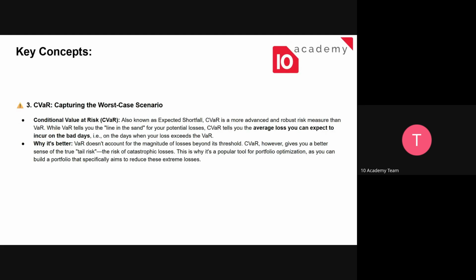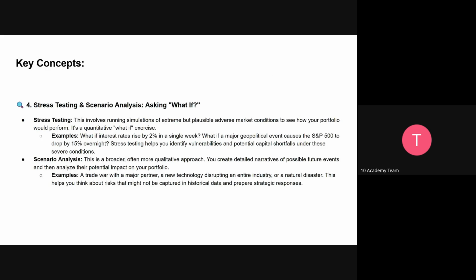So VaR doesn't account for the magnitude of loss beyond its threshold, right? CVaR, however, gives you a better sense of the true tail risk, or the risk of catastrophic loss. This is why it's a popular tool for portfolio optimization. You can build a portfolio that specifically aims to reduce the extreme loss, not only the loss that we expect, because many financial sectors might not be able to overcome this type of loss. So having this type of analysis from the beginning will help us overcome those things.